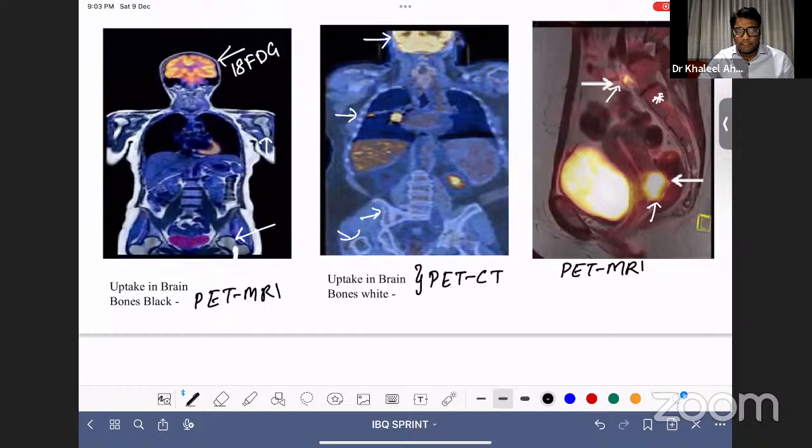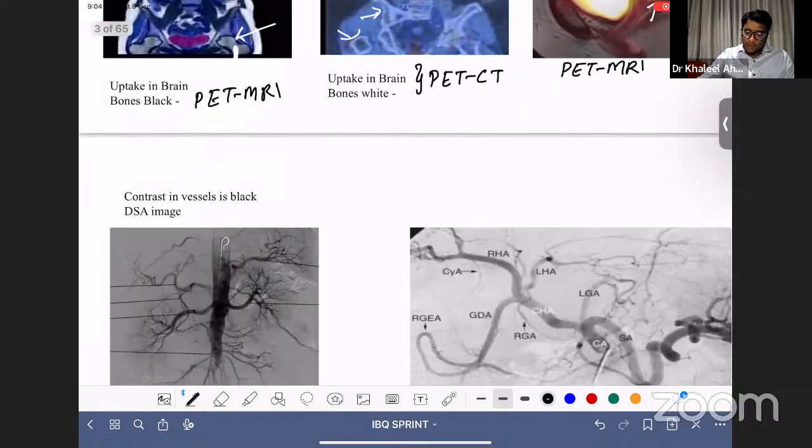You can pick up on the day of exam which is PET CT and which is PET MRI. Look at the bones. If they are showing a white area, the cortical bone is white, that would be CT scan. If the bone is black, that would be MRI. So let's go to the next one.